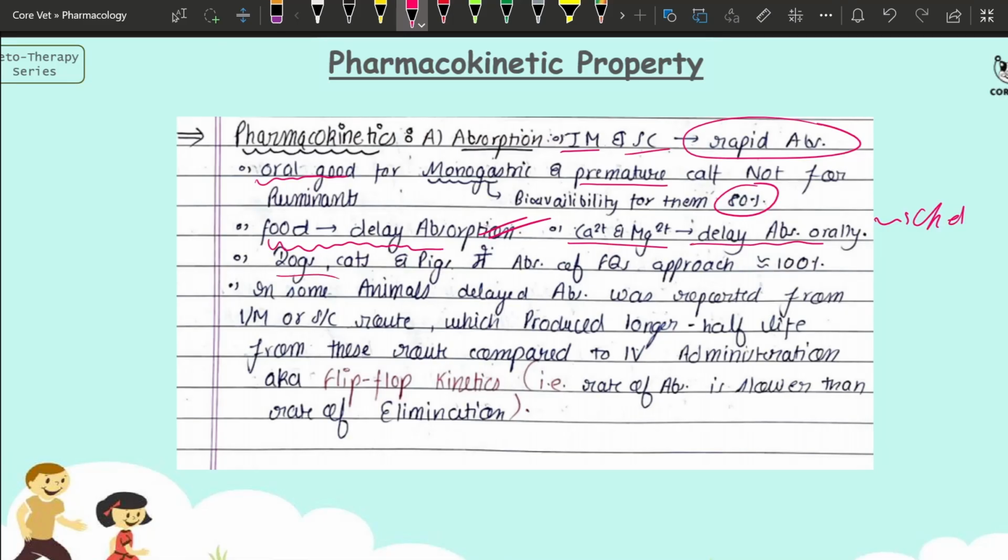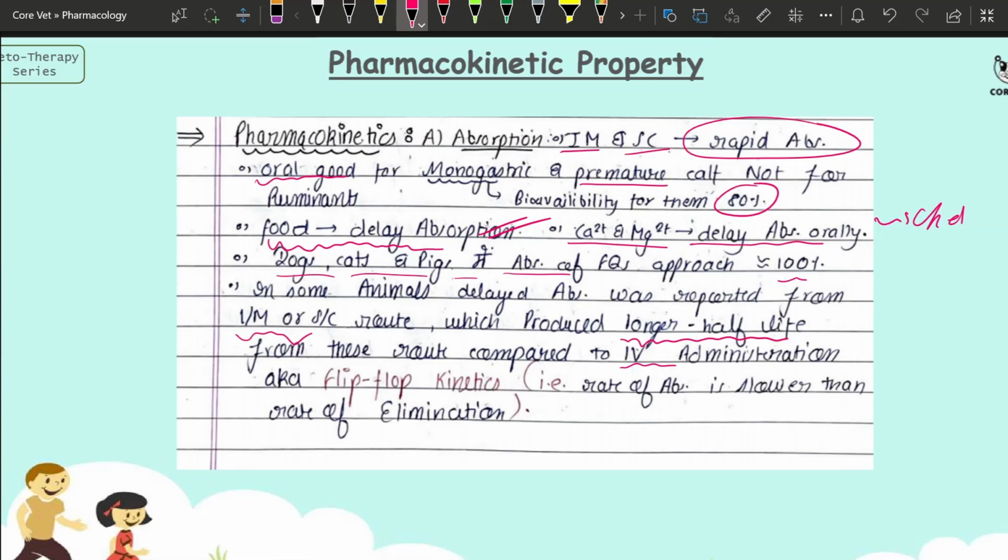If we talk about the dogs, cats, and the pigs, the absorption of the fluoroquinolones is near about 100%. Okay, so in some animals there is delayed absorption through the IM and the subcut route. If there would be a delayed absorption, obviously there would be a longer half-life, as compared to the IV administration. See, in the IV administration, obviously you are going to just inject the particular drug into the vein itself, right? It will have a direct bioavailability into the circulation, right? You are just injecting a drug into the circulation directly, right?